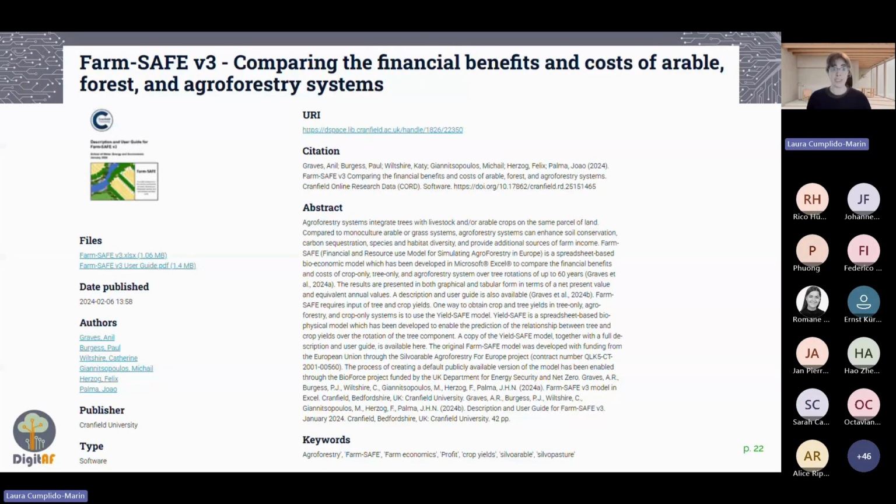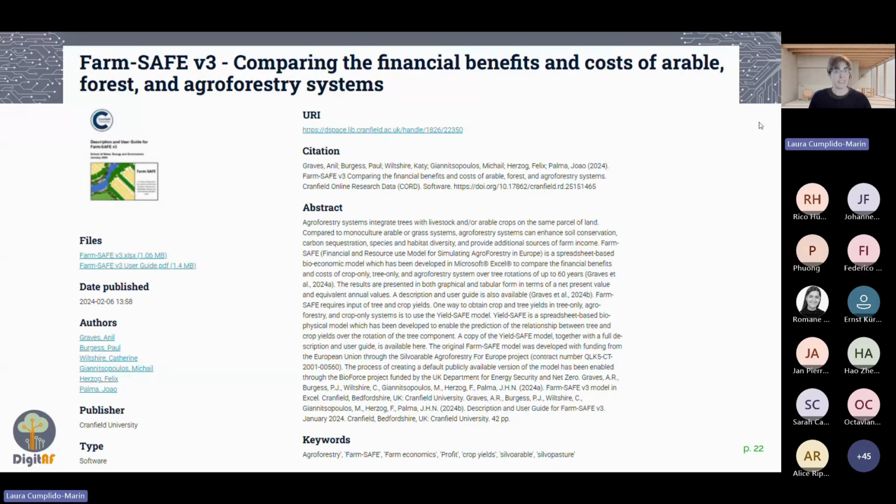Okay, so now I'm going to introduce you to FarmSafe. FarmSafe is a tool that was developed under the SAFE project that took place between 2001 and 2005. The tool allows comparing the financial benefits and costs of arable, forest, and agroforestry systems together in the same scenario. So it's really versatile. I'm not expecting you to read all the text in the slide, it's just to show you how it looks in our repository system.